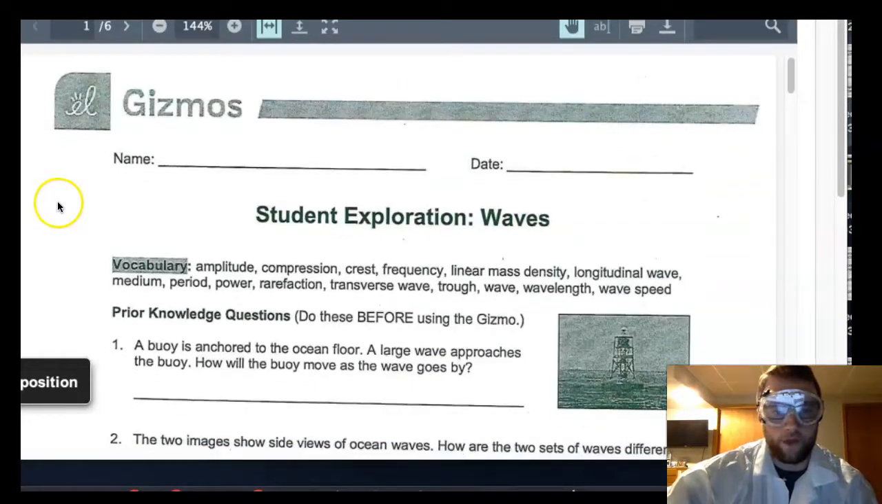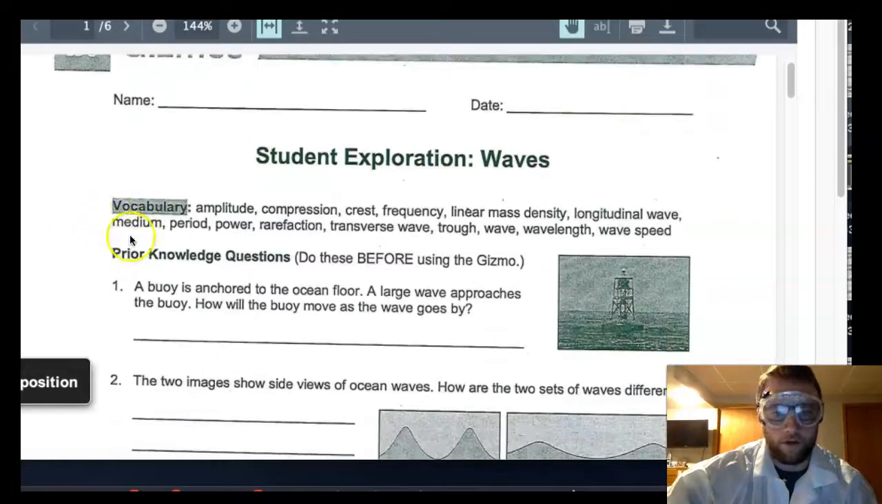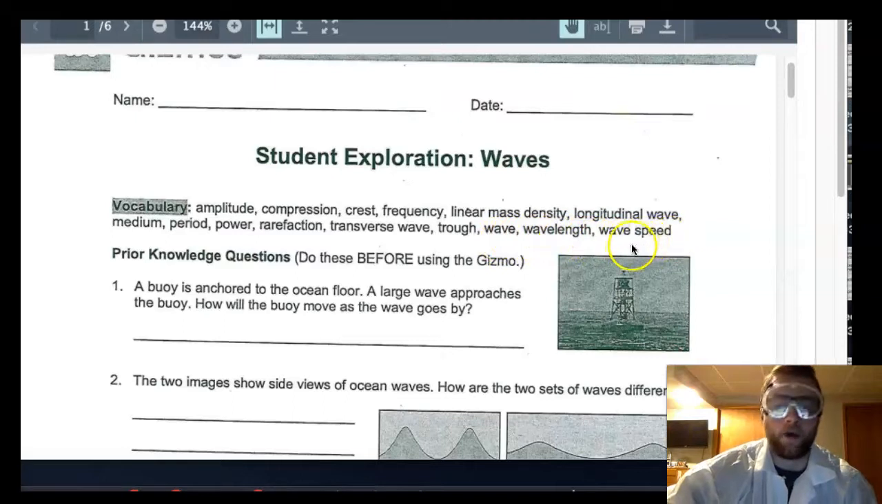So starting with the vocabulary, we have amplitude, compression, crest, frequency, linear mass density, longitudinal wave, medium, period, power, rarefaction, transverse wave, trough, wave, wavelength, and wave speed. Now, I understand that that is a lot of vocabulary coming at you really fast, but hopefully a lot of those words will make a lot more sense by the end of this lab.